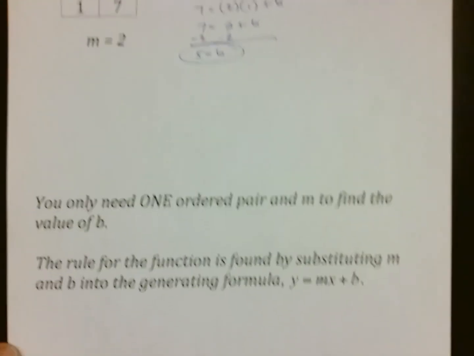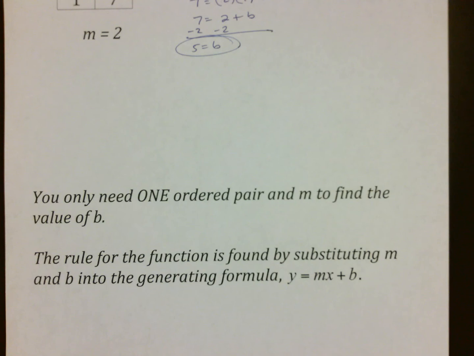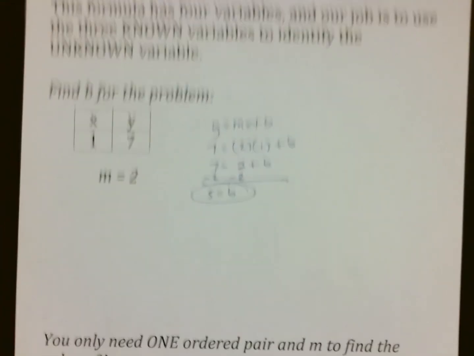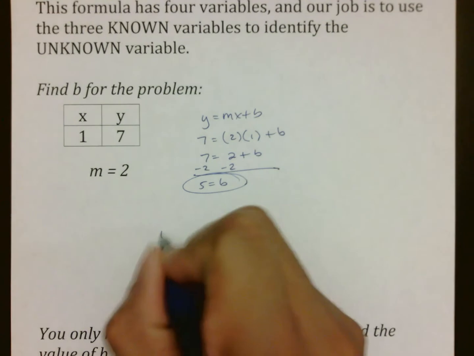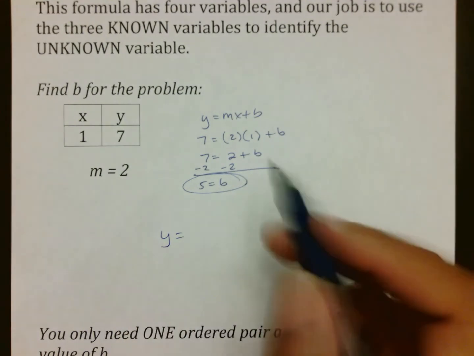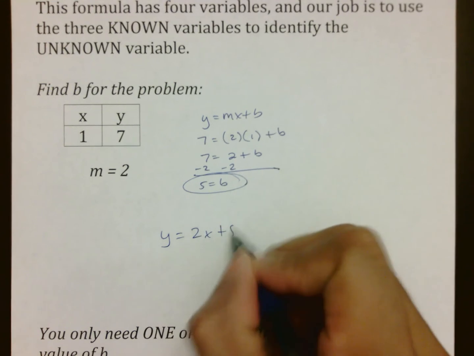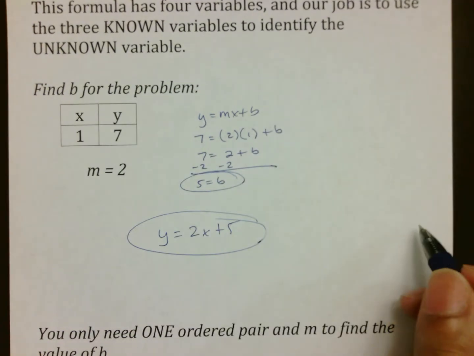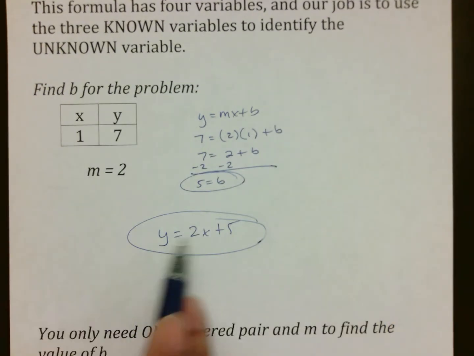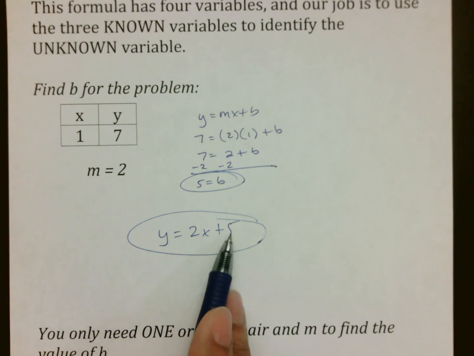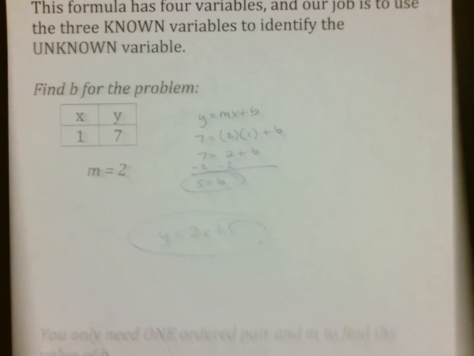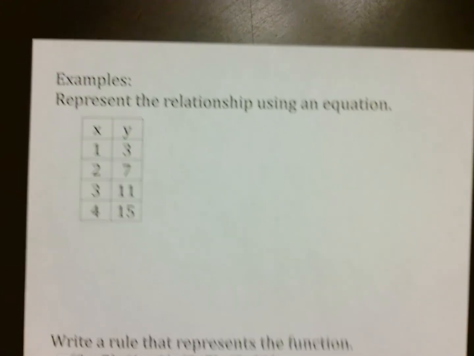Alright? And the rule for the function is found by substituting m and b back into the formula. So back in this case, if you were to do the rule, you would put your y equals mx plus b, but you substitute m, which is 2, and b, which is 5, back into it. And if you check it out, 2 times 1 is 2 plus 5 makes 7. And that's what your rule should do for you. It should give you the ability to plug in your x and find the value of y that goes with it.